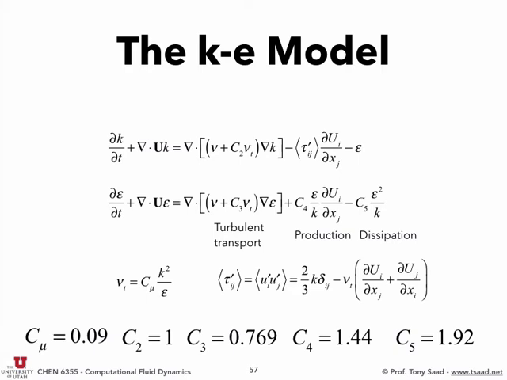So nu t is k squared over epsilon, so you can plug that in here, and then you're solving for k, time advance. Simple, we know how to solve this. The problem is always in the constants. Those can be determined experimentally or from DNS simulations. A common set of constants: c mu, the constant for the turbulent viscosity, is 0.09. C2 is 1. Actually, C2 is related to the Prandtl number, so we assume the Prandtl number is equal to 1. And C3 is 0.769, C4, 144, and this can be obtained from experiment. Look at the papers. But that's the idea.